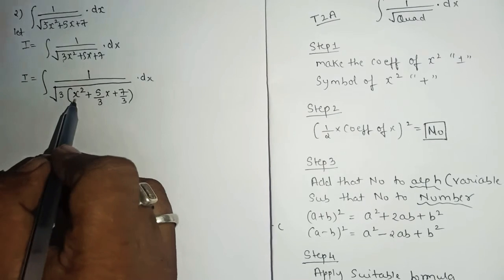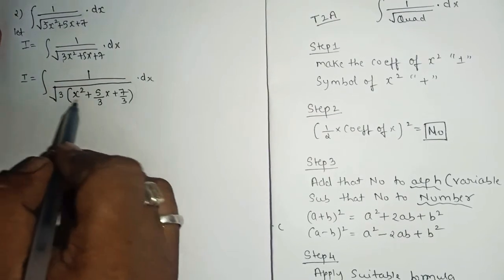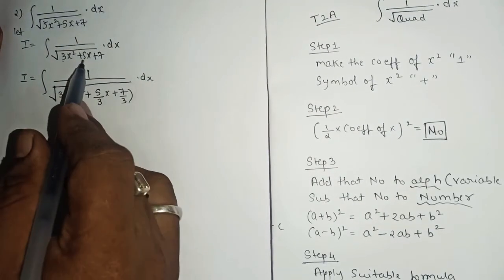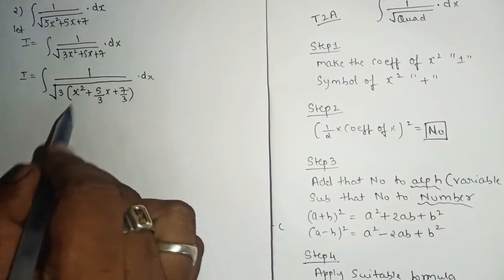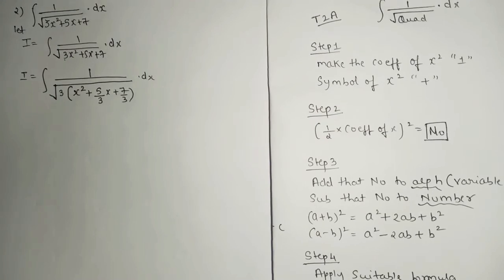So just simply bracket open. Here you will get 3x square, yes or no? When you bracket open with this, the 3 will get cancelled and you will get 5x, the 3 will get cancelled and you will get 7. In this way you can make the coefficient of x square 1.